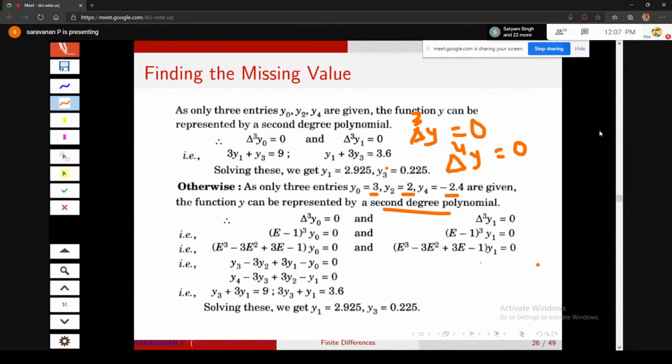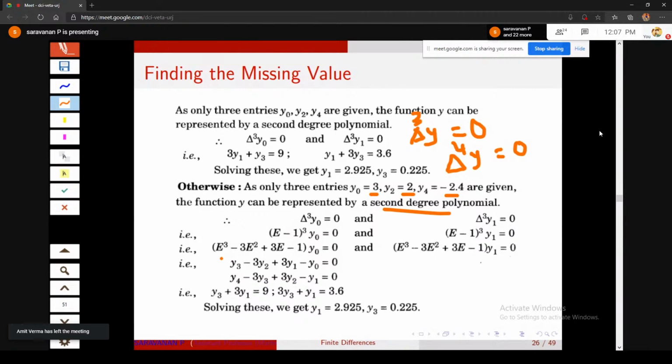Here, how many values are missing? 2 values are missing, so we need 2 equations. I take delta cube y0 equal to 0. In place of y, I have taken y0, and then in place of y, you take y1, so you will get delta cube y1 equal to 0. Now, what is delta? Actually, this I have told you in the second unit. Maybe in the next class, I will derive it. For the time being, you remember: delta equal to E minus 1. E is known as the shifting operator. In place of delta, you substitute E minus 1, then expand this using a minus b whole cube, then apply term by term.